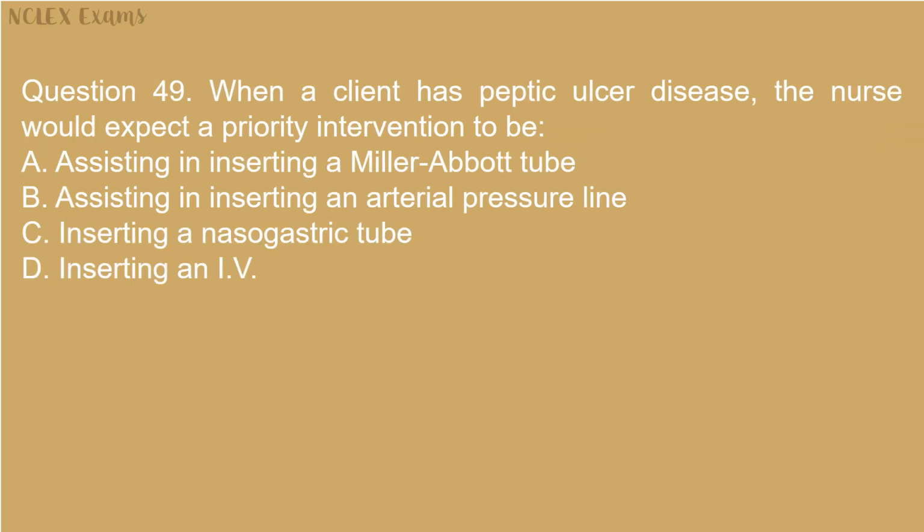Question 49. When a client has peptic ulcer disease, the nurse would expect a priority intervention to be: A. Assisting in inserting a Miller-Abbott tube. B. Assisting in inserting an arterial pressure line. C. Inserting a nasogastric tube. D. Inserting an IV.